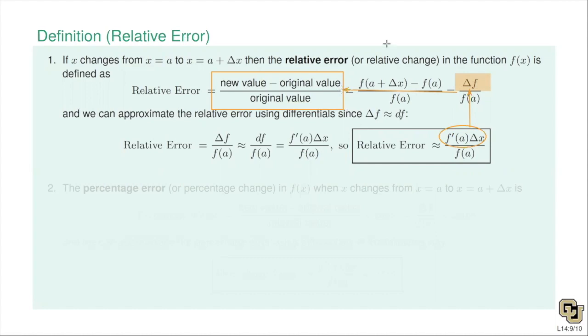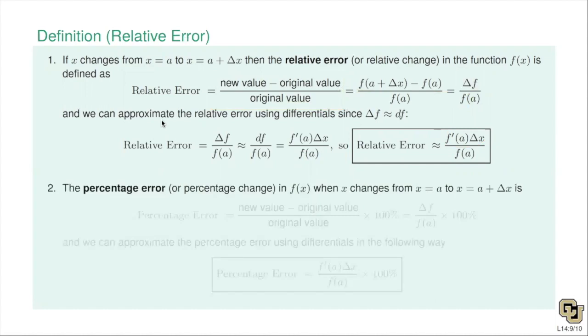That's f prime of a delta x over f of a. And if we just take the relative error and multiply it by 100%, we get what's called a percent change or percent error. So I start again with new value minus original value, divide by original value, but I multiply by 100% because I just want this in terms of percentages. And so we're looking for delta f over f of a times 100%.